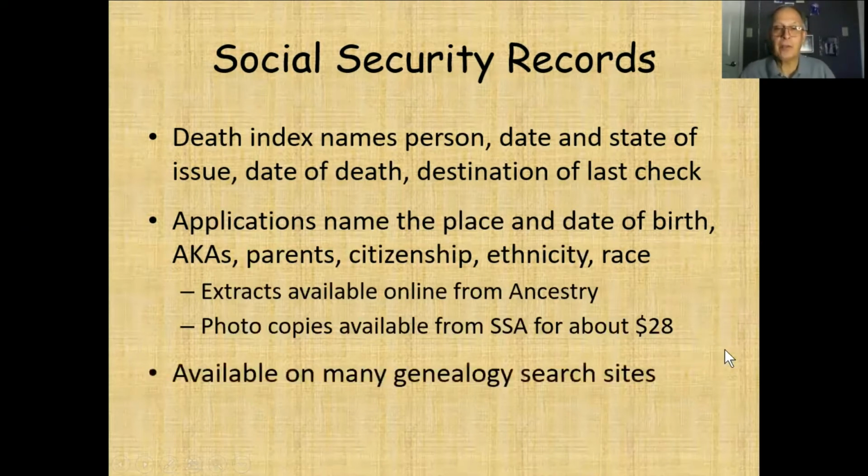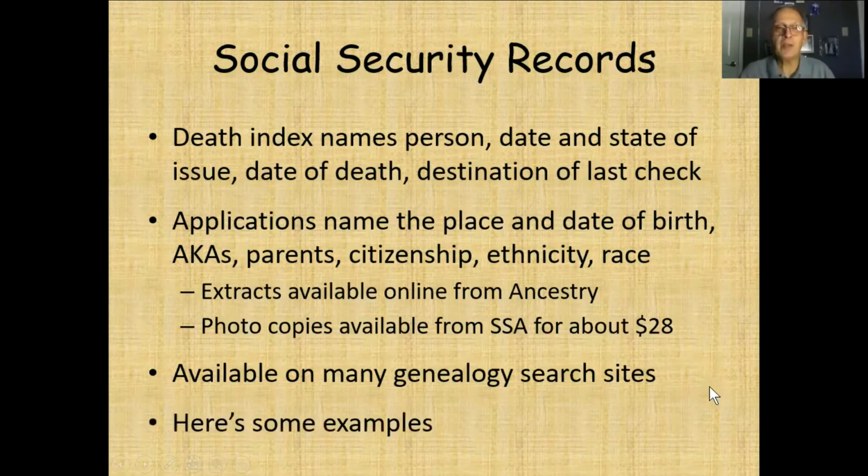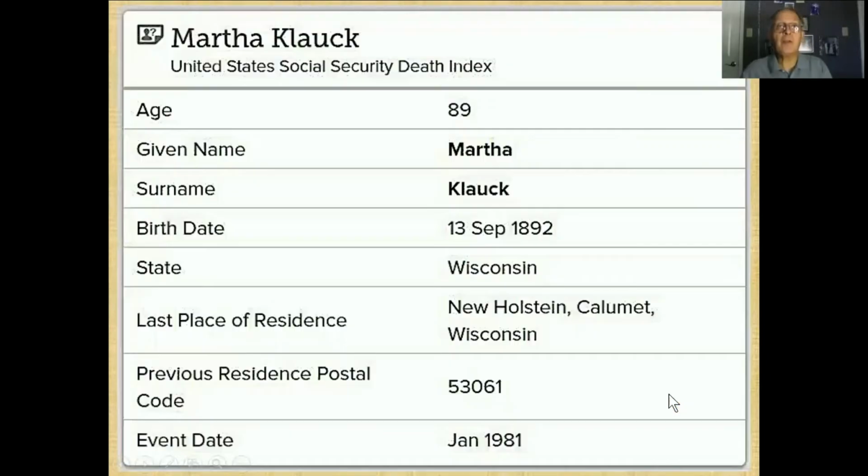And these are also available on many genealogy search sites, both the death index and the applications. With the death index I found, if you start searching by a last name, you can find out how many people of that name died and claimed their last Social Security check. So you need a little more supporting information. It helps to have the date of birth and death, or at least some idea when. Here are some examples of these. This is my paternal grandmother.